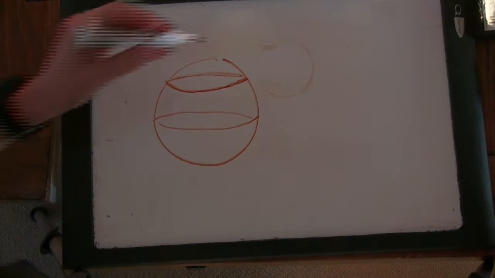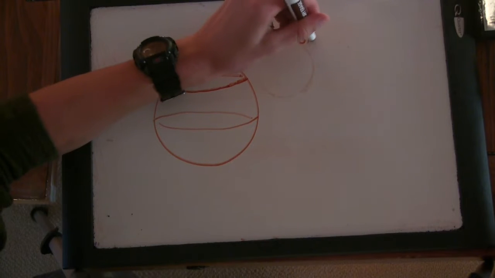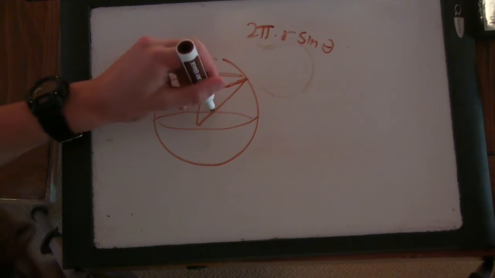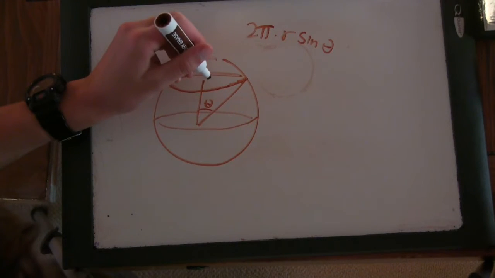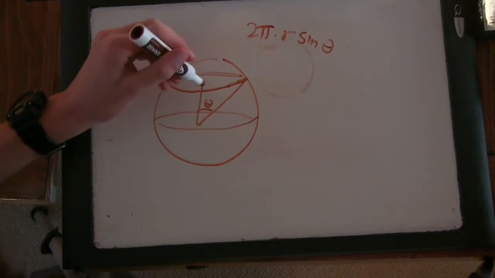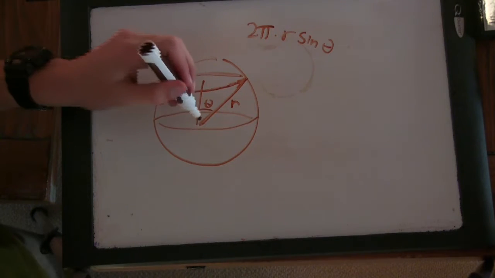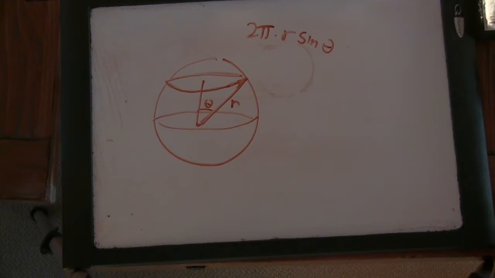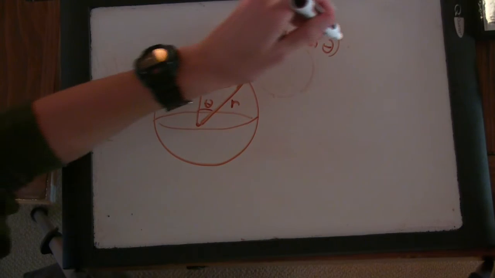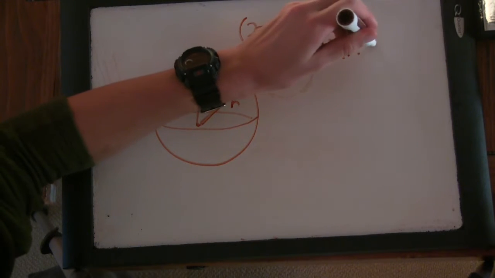we found in the previous part had a circumference of 2 pi times r sine theta, where theta was the angle to the ring. That's not the area, that's the circumference of the ring. Theta is this angle, and r is the radius of the circle. So then the area of the ring is found by multiplying the circumference by the thickness, which was r times d theta.